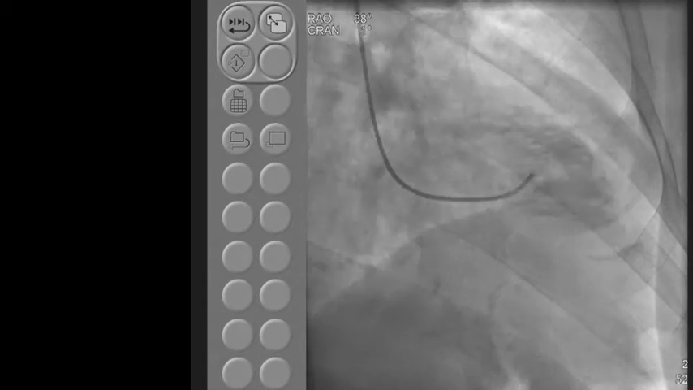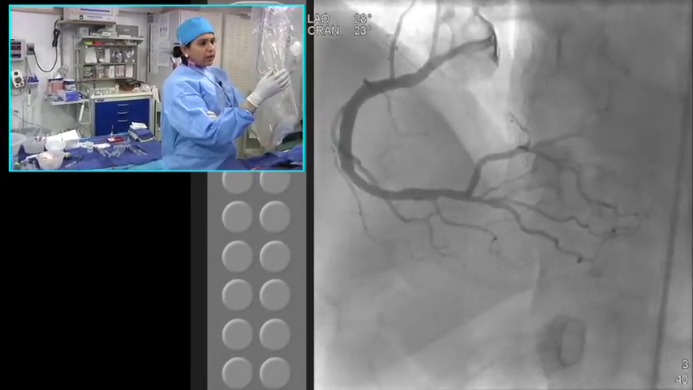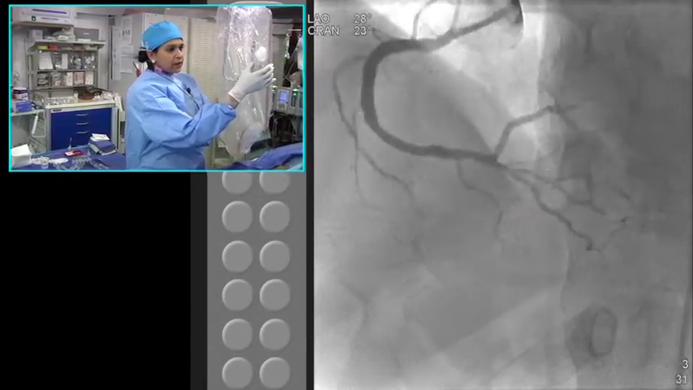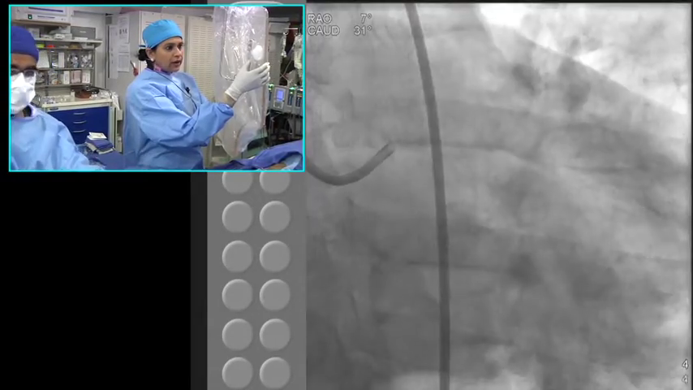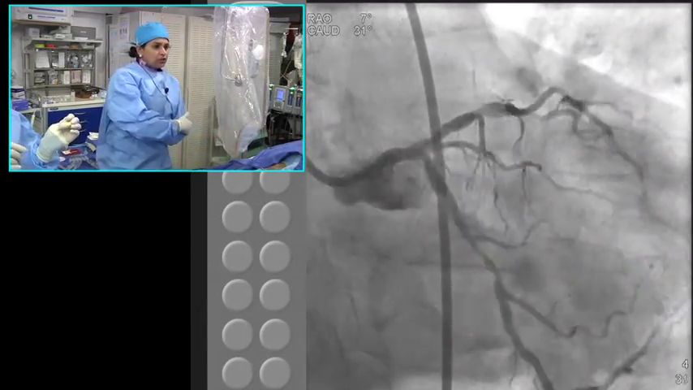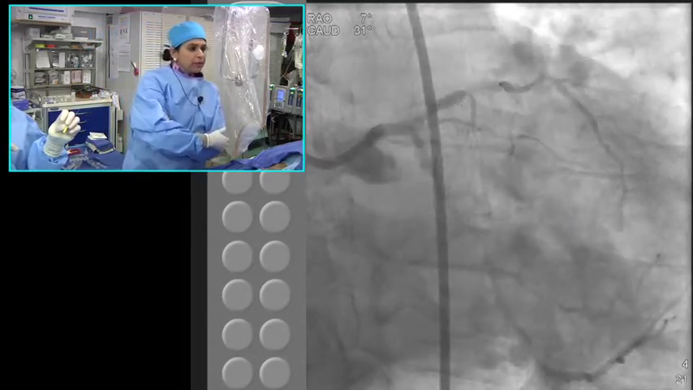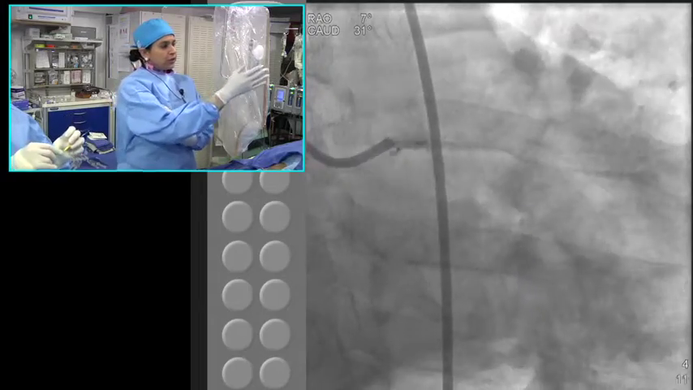If you see, the LV function is near normal. He presented with a non-STEMI and had a thrombotic RCA, in which we had to do thrombectomy and a single stent. This is what the RCA looks like right now. On the left side, we have a left main which is non-obstructive, but you have maybe a moderate, about 60-70% disease in a large branching LPL, if you can see it in this.